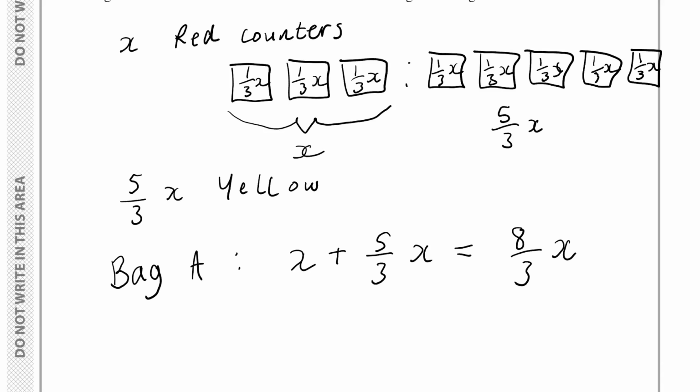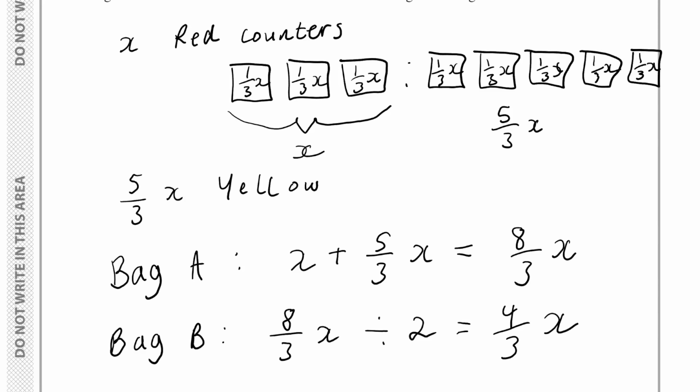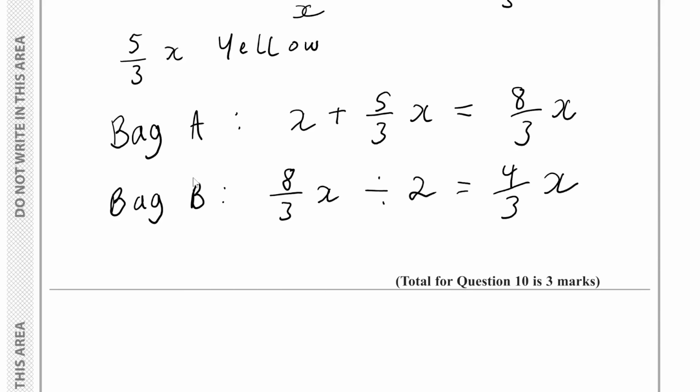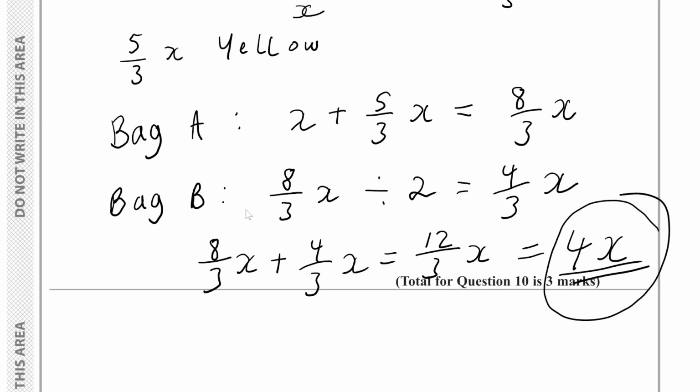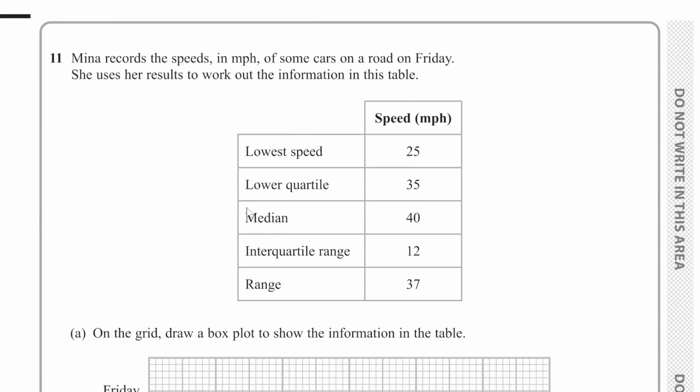Bag B is half of bag A. So bag A is 8 thirds X. 8 thirds X halved is 4 thirds X. So what do we have in total? We've got 8 thirds X plus 4 thirds X, which is 12 thirds of X, which is 4x. So there's 4x counters in total.